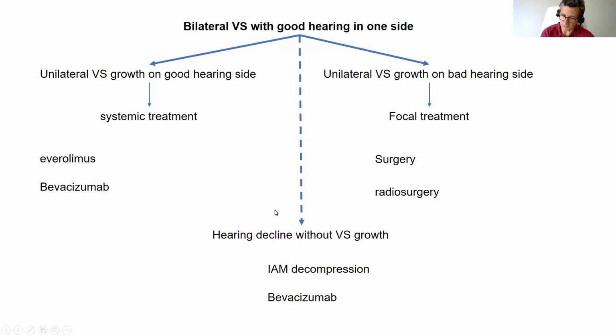If the hearing, there is one exception I will discuss later on. If the hearing is declining without vestibular schwannoma growth, what are the options? There are two options. The schwannoma is stable, but the hearing on this side, the best side, is declining. We can do internal auditory meatus decompression, a surgical intervention I will discuss later on, or you can give bevacizumab.